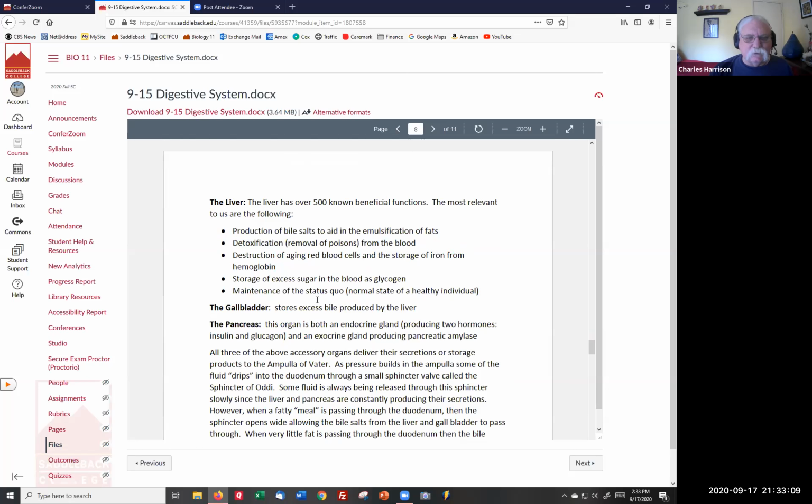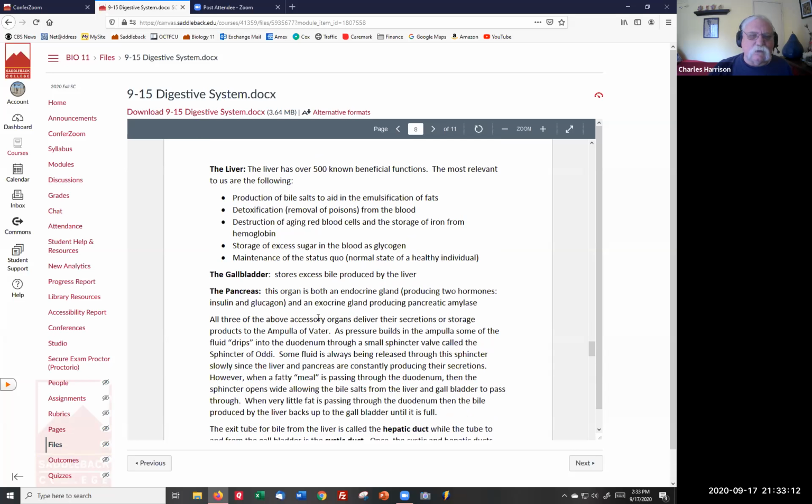Before we can talk about just any one thing like the duodenum, we need to include some of the accessory organs because they work together. The largest of the accessory organs of the digestive system is the liver. It's got over 500 known beneficial functions. Don't ask me to list them. I wouldn't ask you to list them either. But the most relevant ones are pointed out here to you.